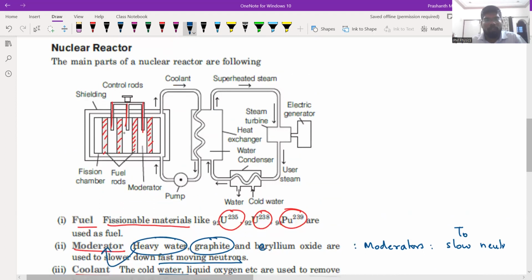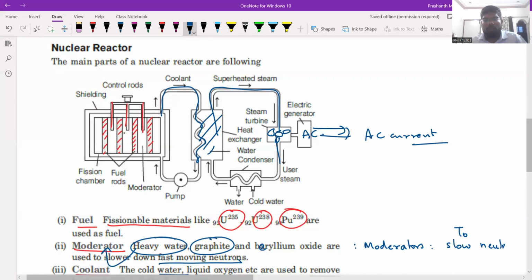Once the heat is removed, it goes into the chamber which is filled with water. The water becomes steam, and there is a turbine here. When the steam hits it, the turbine rotates. As the turbine rotates, there is an AC generator here that produces AC current. That's it, AC current is produced and that electricity goes out.